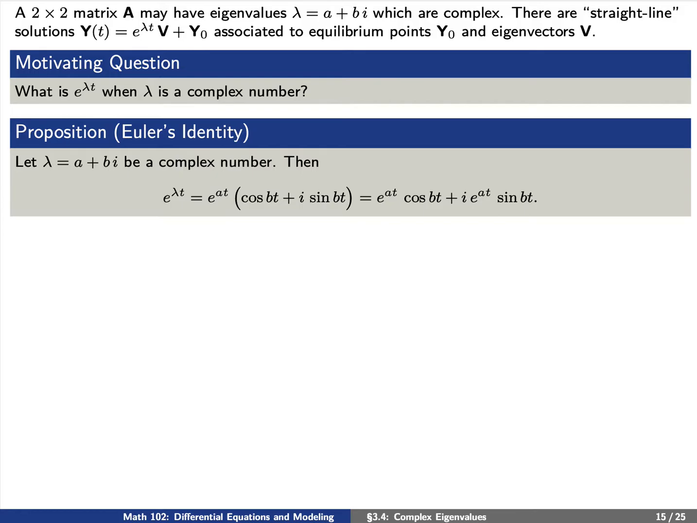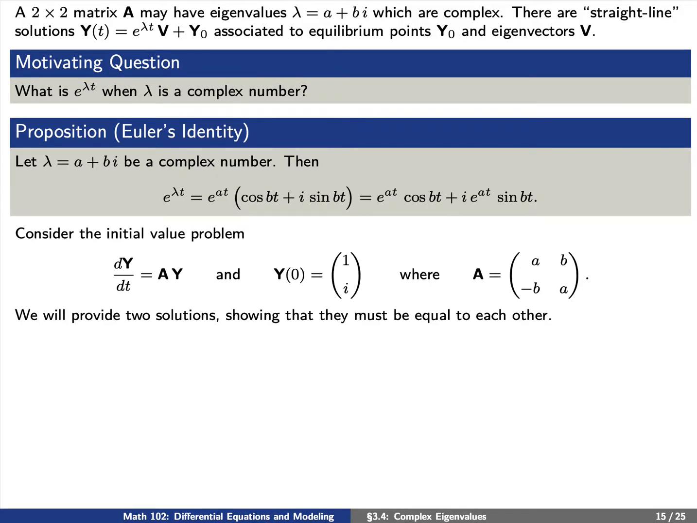We can answer this using what's called Euler's identity. Let lambda equal a plus bi be a complex number. Then e to the lambda we can express as e to the at times the complex number cosine b plus i sine b. We'll explain why this is true.